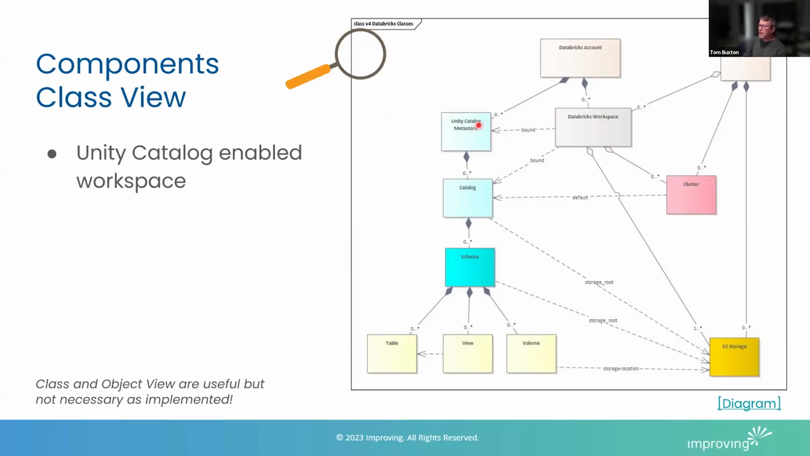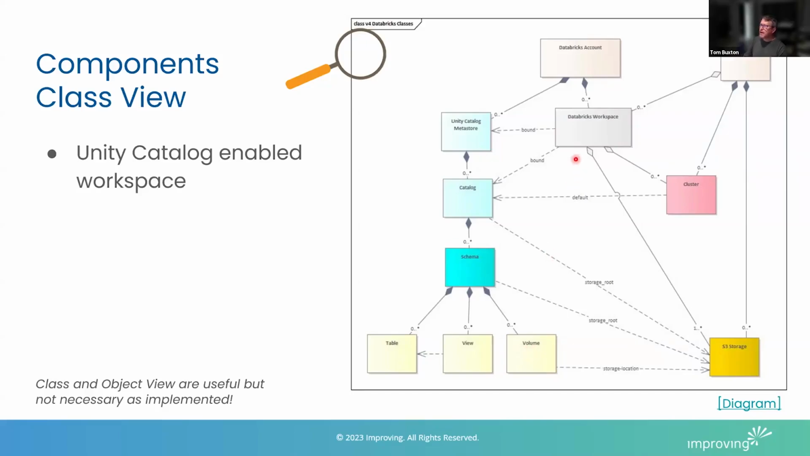Within our metastore, we have 0 or more catalogs, like a composition relationship there, and each catalog has 0 or more schemas, and each schema has 0 or more tables, views, volumes, functions, and other things that I haven't put on this diagram, but you get the idea of what we're doing.